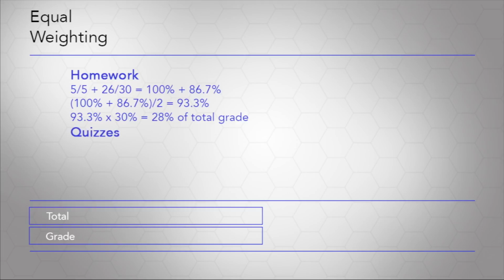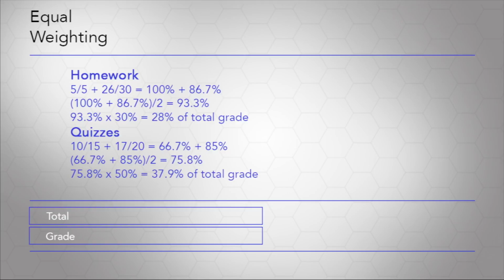For quizzes, it'll be similar, but with just different numbers. So they got 10 out of 15 and 17 out of 20, which is 66.7% plus 85%. And remember, we're taking the average. So 66.7% plus 85% divided by 2, because there's 2 grades. If there are more quizzes, if there's one more quiz, we would divide it by 3 to get the average. That's important to note. 85% plus 66.7% divided by 2 is 75.8%.